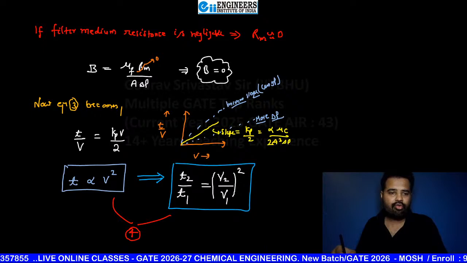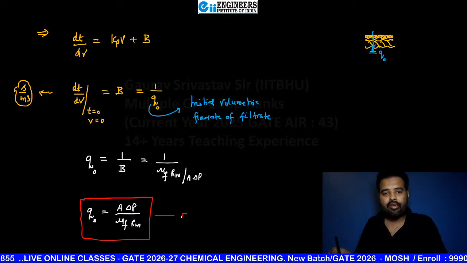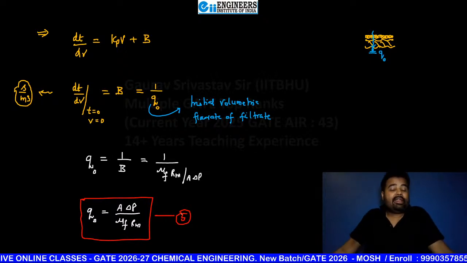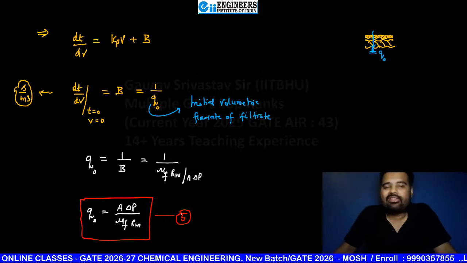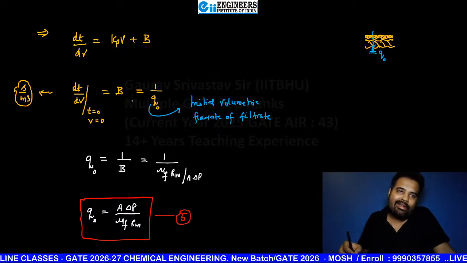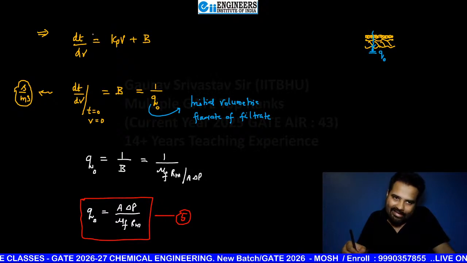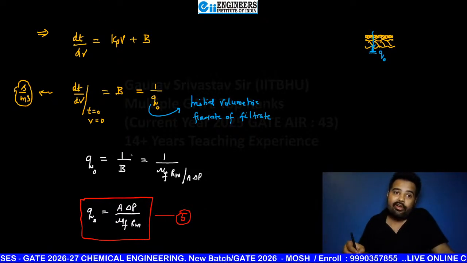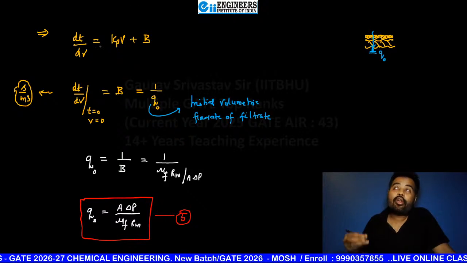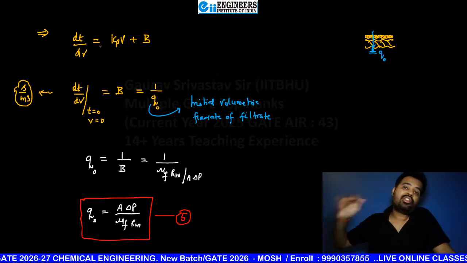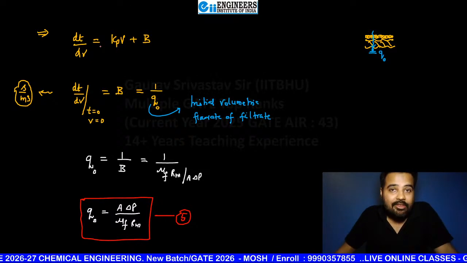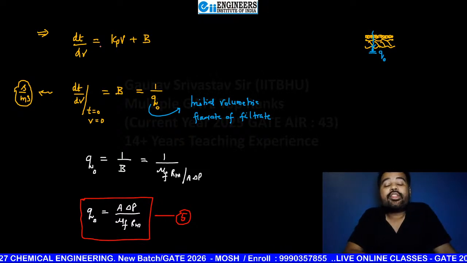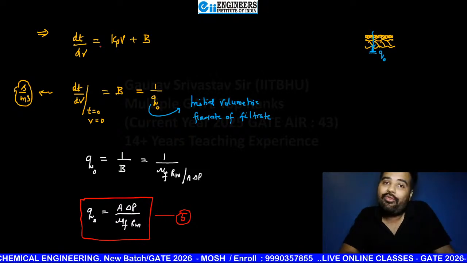Equation number 4. Equation number 5. Sir, do we need to remember? No. But they can ask, and you need to derive it in the examination. You need to remember this form only, and how to deal with it in the examination. If they ask, start from this equation to recall the expression. So please don't memorize that Q naught is equal to A delta P upon mu f Rm.